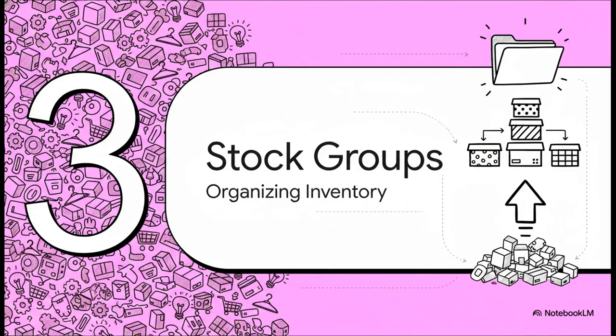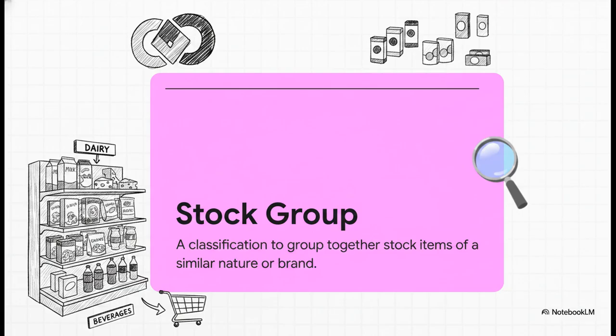Next up, part three, organizing with stock groups. Now, when you have hundreds of individual items, a single list gets unmanageable fast. That's where a stock group comes in. It's a classification used to group together stock items of a similar nature or brand. Think of a stock group as finding the right aisle in a massive supermarket. If you're looking for milk, you naturally go to the dairy aisle. If you want to manage your products effectively in accounting software, you need to group items by their fundamental nature or the brand that manufactures them.